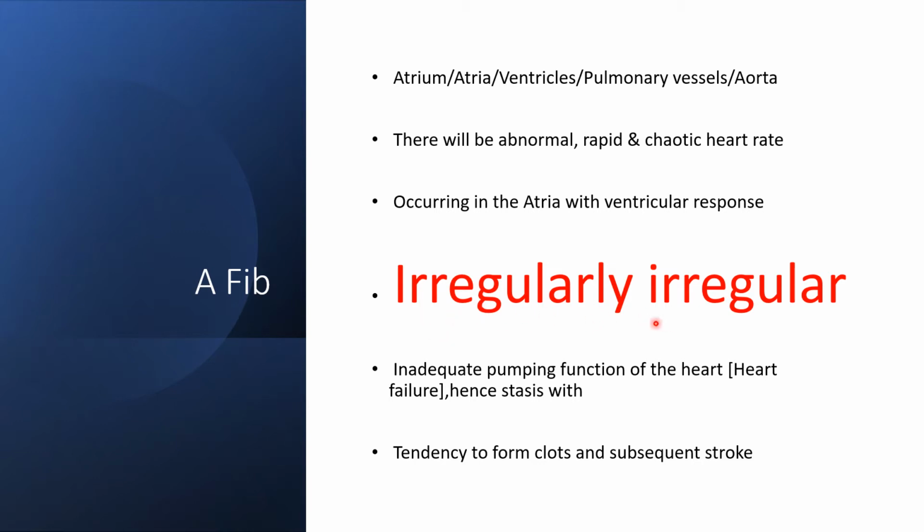I have decided to make this very bold because the medical students, the nursing students will want to hear the word irregularly irregular. That is pathognomonic of atrial fibrillation. The reason is that there could be atrial flutter. Flutter is not irregularly irregular, okay? It's only atrial fibrillation that is irregularly irregular. Here, like I've just explained, there will be inadequate pumping function of the heart. And what is that telling us? There will be heart failure. When there's heart failure, blood is just sitting down there with platelets and clotting factors. There will be clot formation and subsequent stroke.